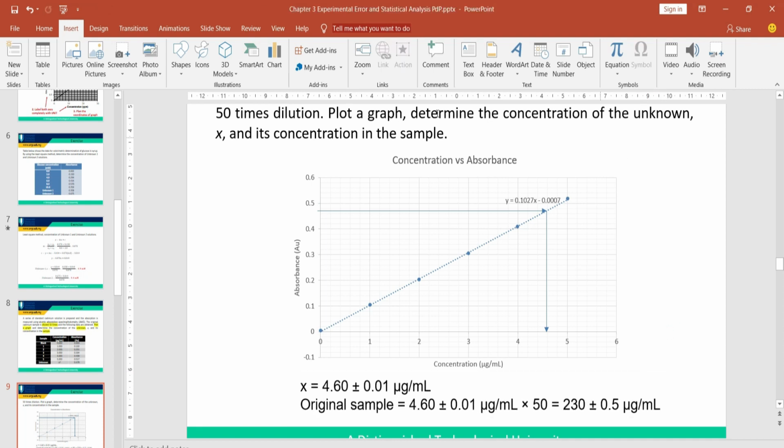Okay, and this one is using the Excel. As for plotting the graph using graph paper, you may do it as exercises.